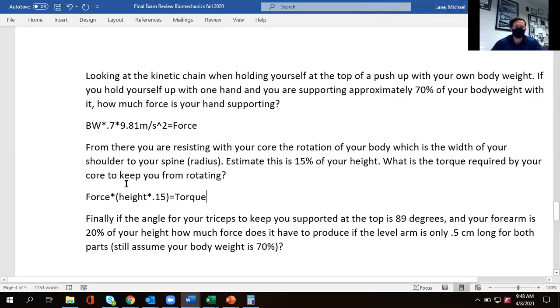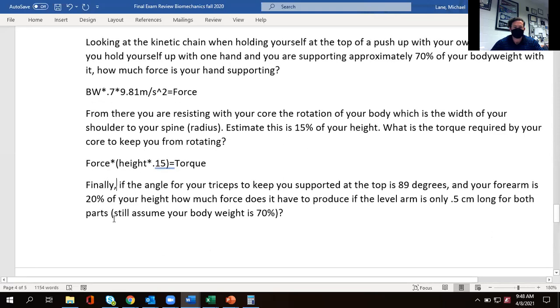So then, the angle for your triceps to keep you supported at the top is 89 degrees. Your forearm is 20% of your height. How much force does it take if the lever arm is only 0.5 centimeters long for both parts?